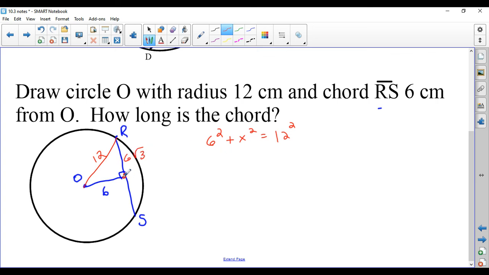That's the distance from R to this midpoint. We then have the same distance on the other side. So the length of the chord RS must be 2 times 6 square root of 3, which is 12 square root of 3 centimeters.